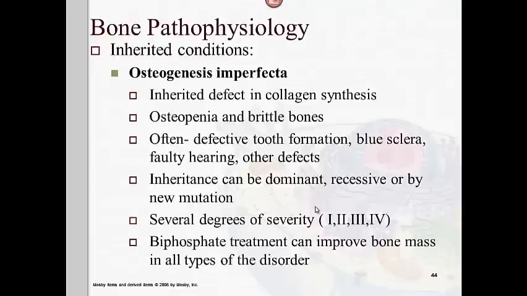Type 4 is intermediate in severity. If they're able to survive, they basically have the blue sclera, short stature, and the rest of the possible complications that the others have. Treatment basically is giving growth hormone and bisphosphonates that improve the formation of osteoblasts.